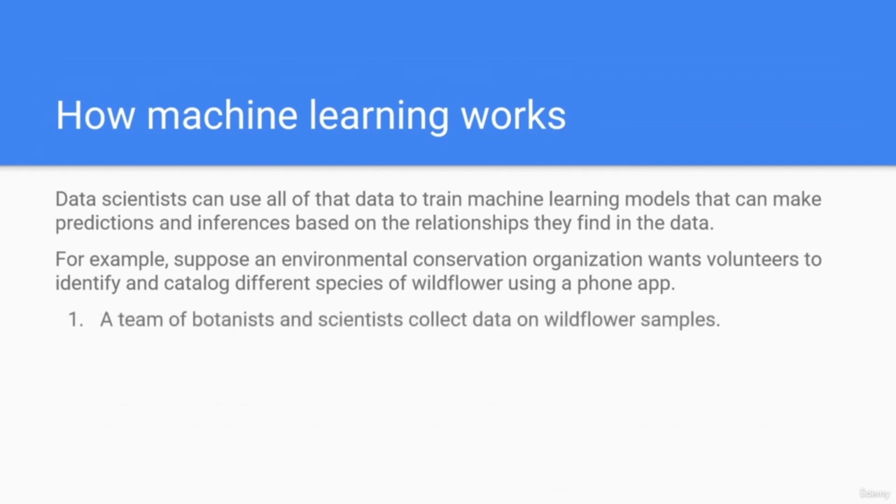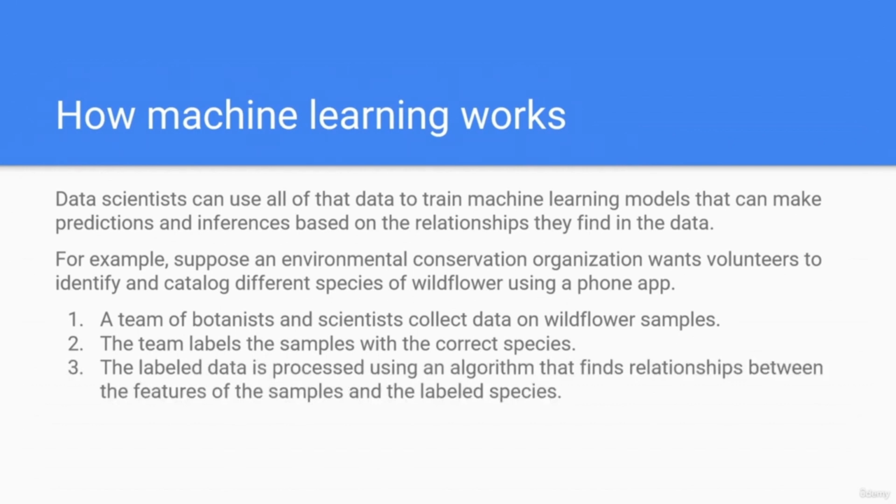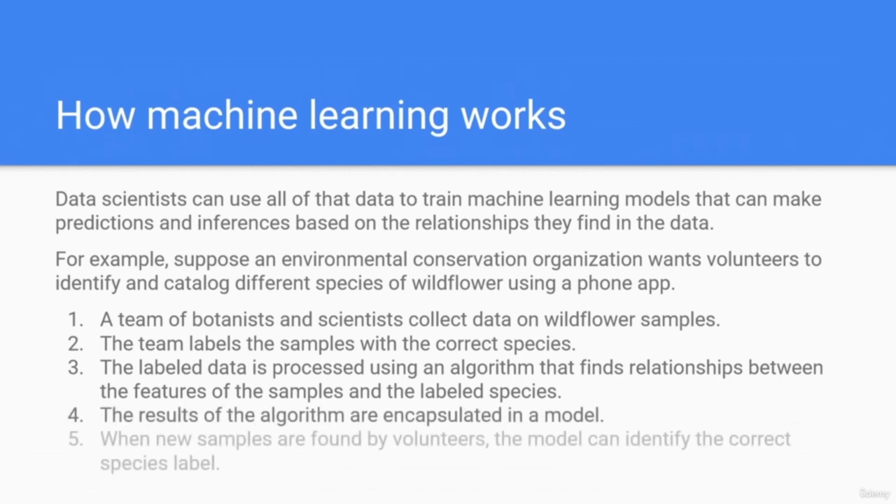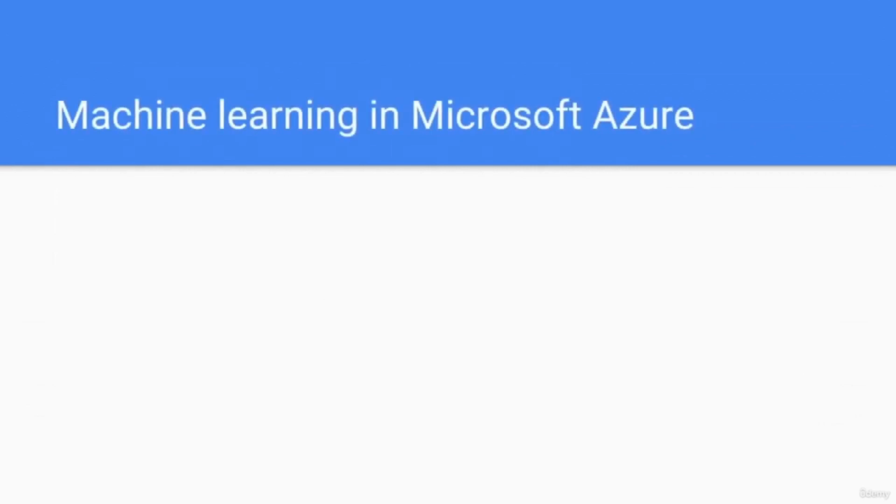First, a team of botanists and scientists collect data on wildflower samples. Second, the team labels the samples with the correct species. The labeled data is processed using an algorithm that finds relationships between the features of the samples and the labeled species. The results of the algorithm are encapsulated in a model. When a new sample is found by volunteers, the model can identify the correct species label. These are simple steps on how machine learning works, with the help of other parties or teams.